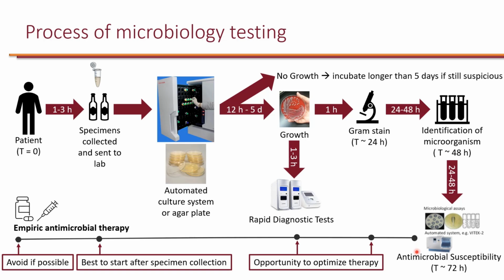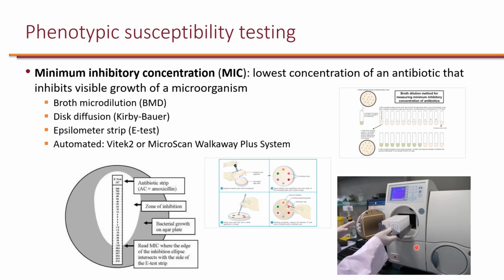And ultimately, when antimicrobial susceptibility results are available, at that point we will switch from empiric therapy to pathogen directed therapy, meaning that we know exactly what is the best antibiotic for the patient that will be active against the organism and will be the narrowest that would get to the site of infection and will result in the optimal outcome for the patient. When it comes to phenotypic susceptibility testing, the concept of MIC is extremely important.